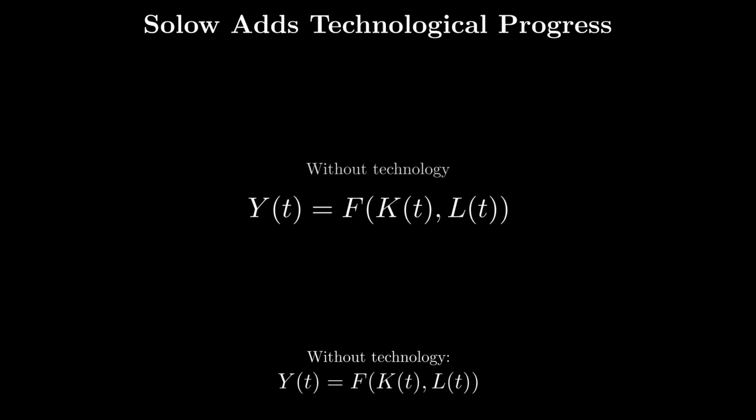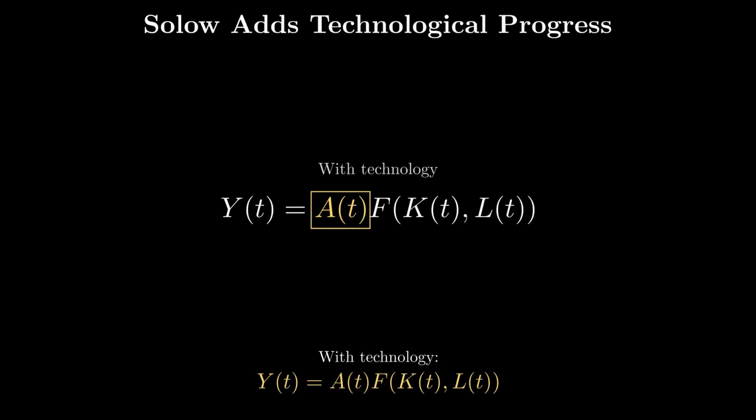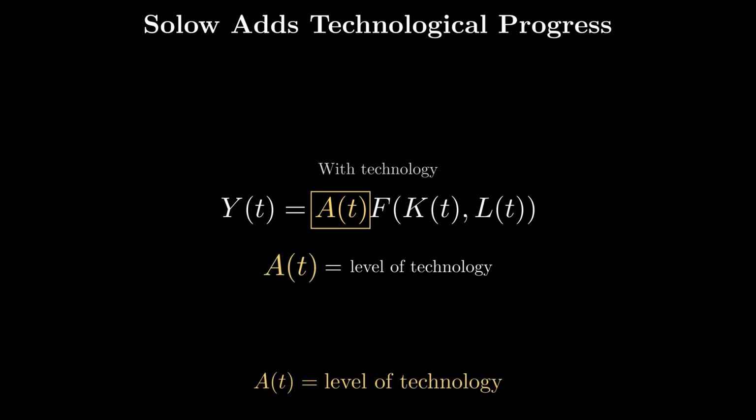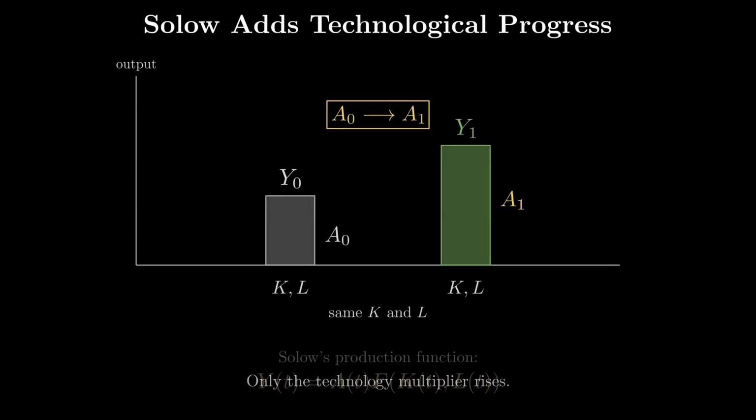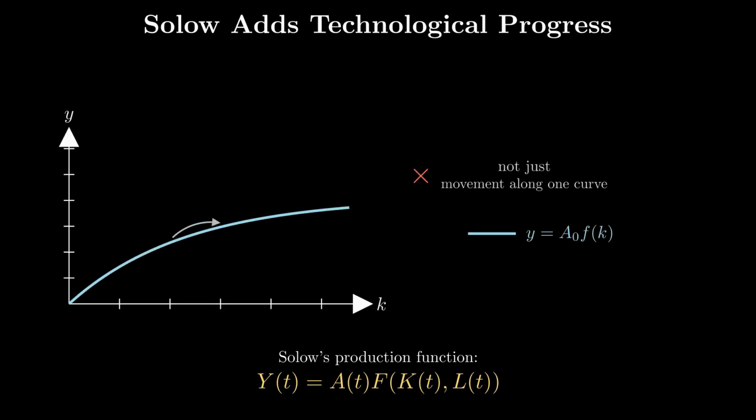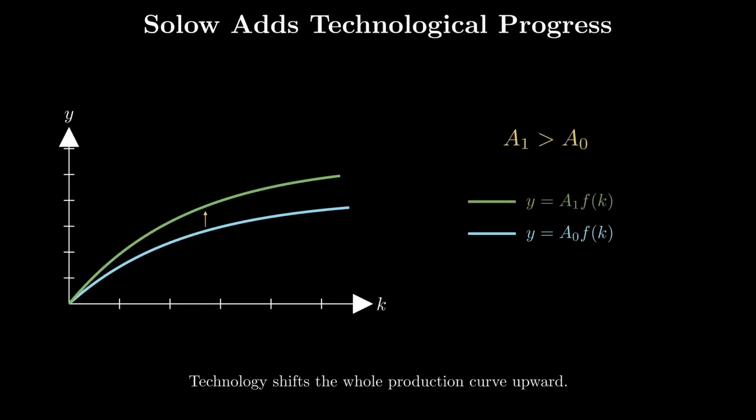Now, Solow adds technology into the production function. Previously, output depended only on capital and labor. But now, we multiply the production function by A. Here, A measures the level of technology. A higher A means the same capital and labor can produce more output. So, technology does not just move us along the curve. It shifts the entire production function upward.